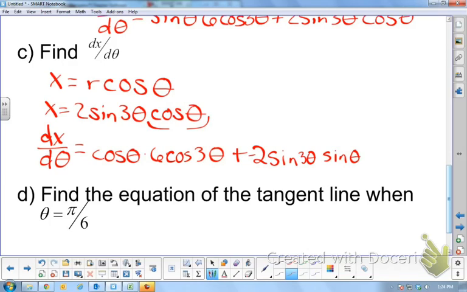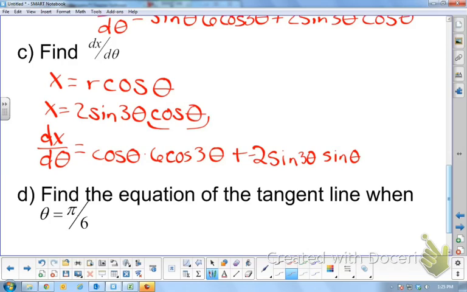Yes, so you did say that the parametric equation is x of t comma y of t. Yes. Or x of theta comma y of theta, since we're working with thetas on this one. So it's the same thing.